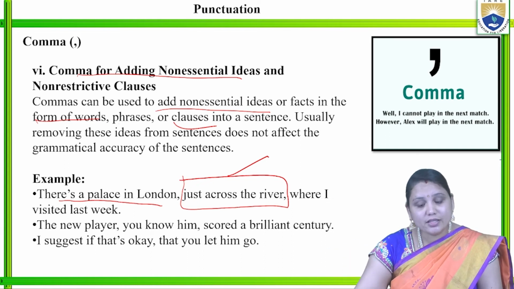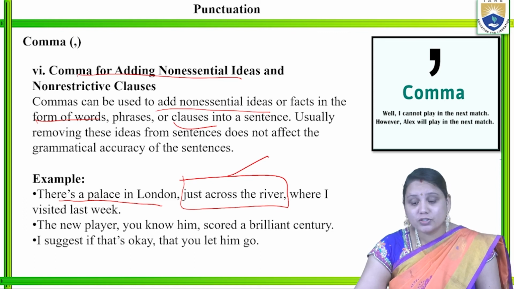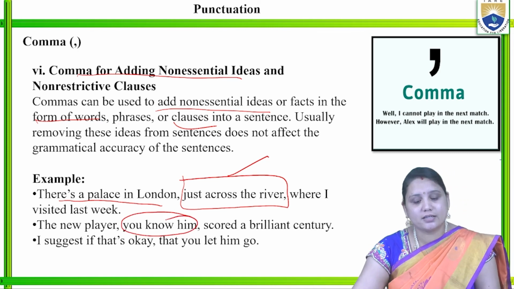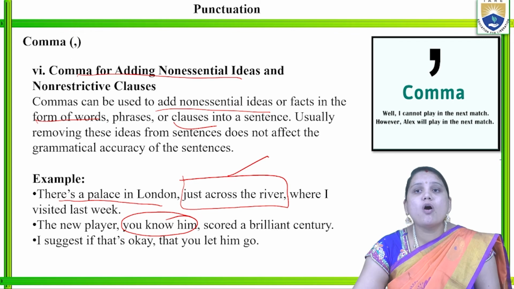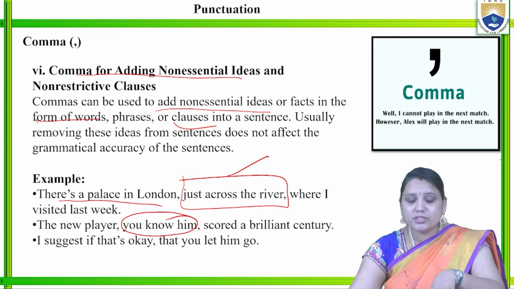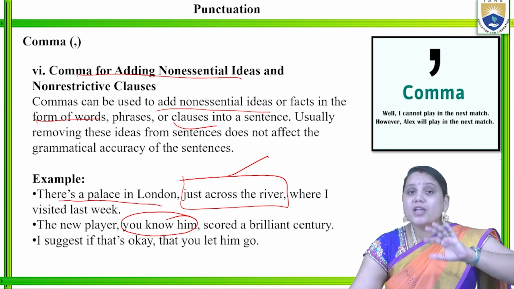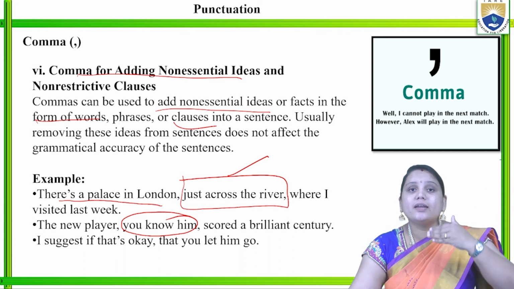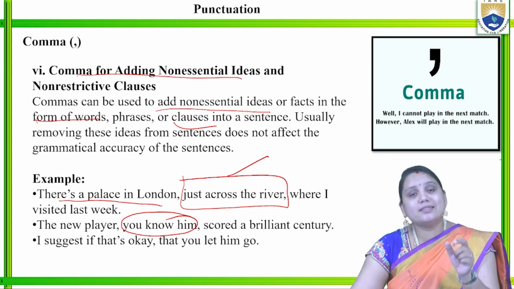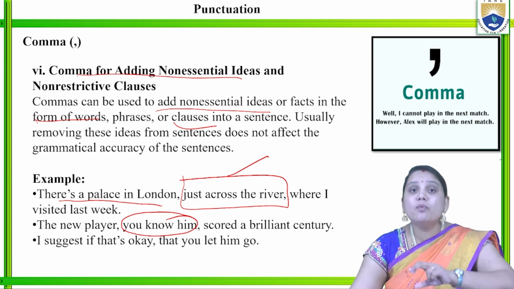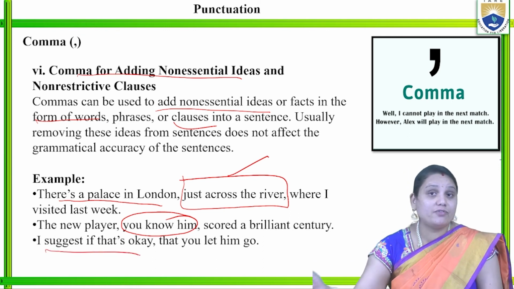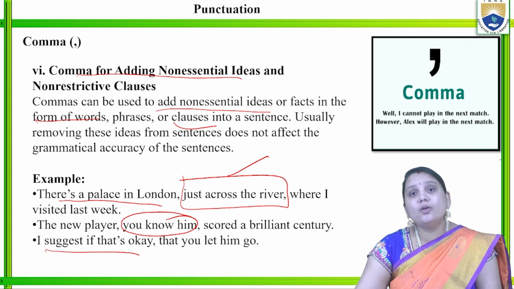Now see one more. The new player, you know him, scored a brilliant century. This is also a non-essential idea, isn't it? You can just say the new player scored a brilliant century, isn't it? But we are using this, you know him. That is, we are referring to the idea of the other person knowing him. Though it is not essential, it is providing that essence to the meaning of that sentence with the worthwhile usage of the punctuation. Then, I suggest, if that's okay, but that you let him go.